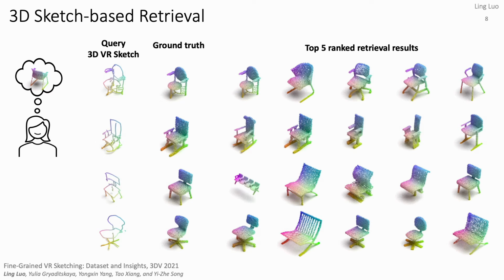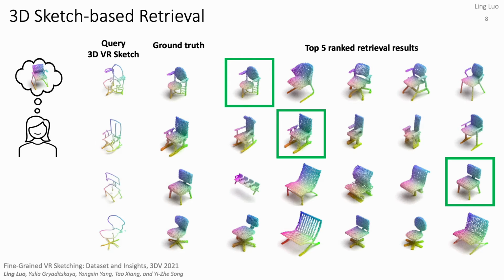And here are the top 5 retrieval results. You can see that the ground truth is frequently returned among the top 5 retrieval results, highlighted with a green square.